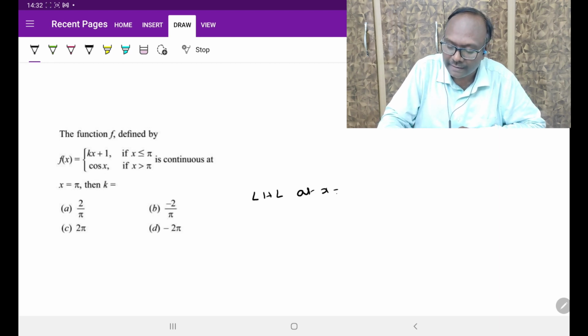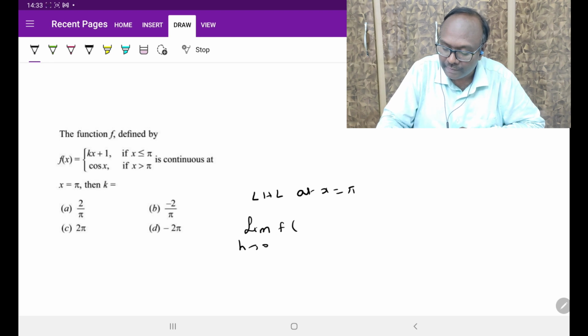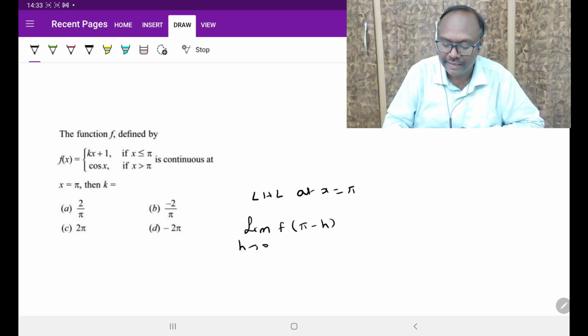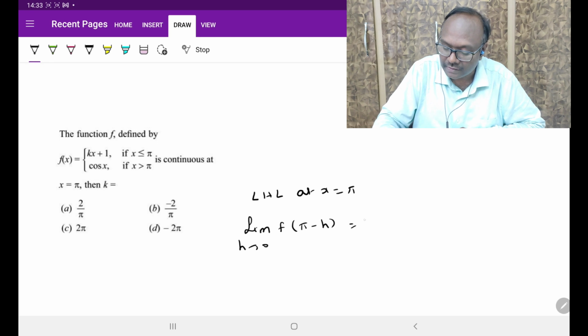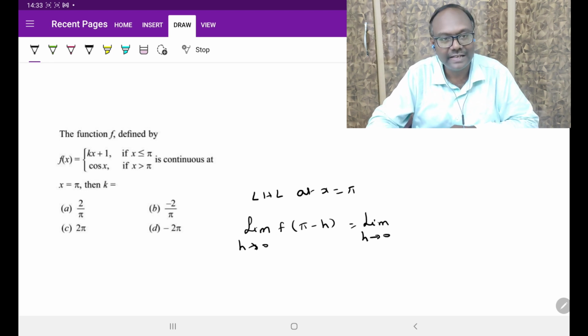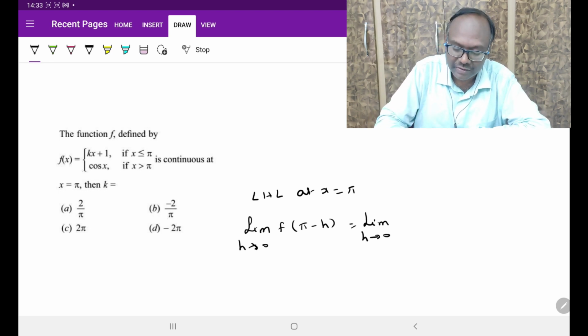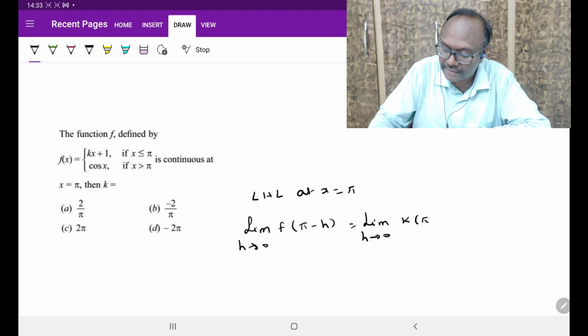LHL at x equal to pi is limit h tends to 0 f of pi minus h. Pi minus h is less than pi, so I have to choose the first definition. So f of pi minus h will be k into (pi minus h) plus 1. And if we plug in h as 0, we get k pi plus 1.